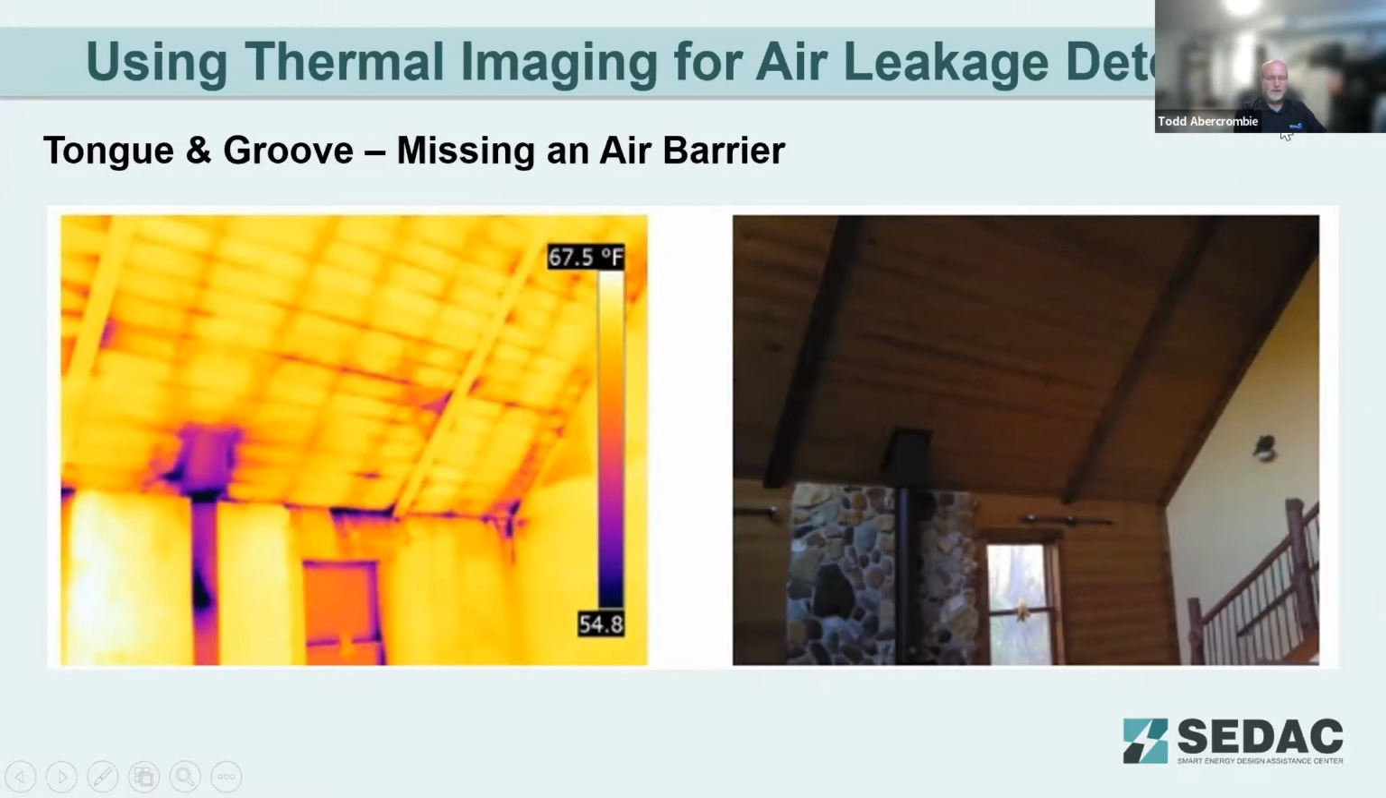Unfortunately, to fix this particular problem, he has to pull all of that tongue and groove paneling down and then basically redo the entire ceiling, which is not something you want to tell somebody after the fact. Get the air barrier on first, make it airtight, then put your tongue and groove on.